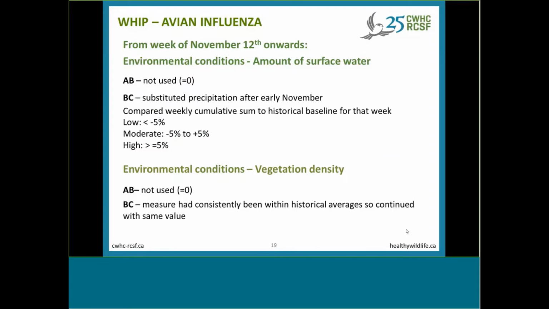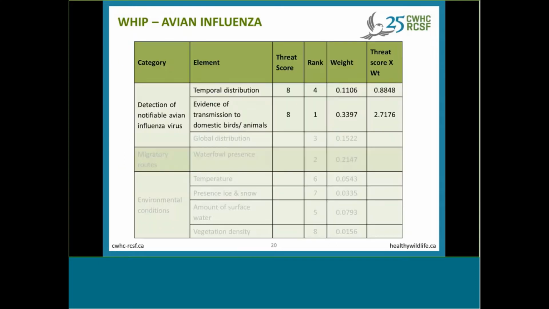So what we did is for Alberta, we just didn't use those two elements and just made them 0 for Alberta because winter was already well established there, so it didn't matter. In British Columbia, after early November, we substituted precipitation and used the weekly cumulative sum compared to a historical baseline. And for the vegetation density, it hadn't changed over the previous weeks. It was sort of within historical averages, so we just kept it at moderate for the rest of the study for British Columbia.